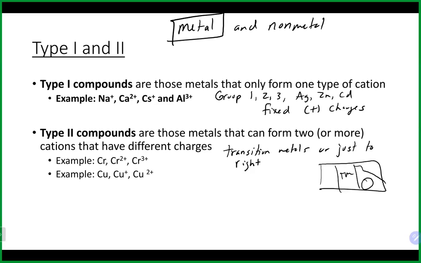So when we go to name these guys, it is different depending on which one you're dealing with, either a type 1 or type 2. So the first thing you want to identify is, is it an ionic compound? And secondly, you want to identify pretty much where the metal is on the periodic table, and that's going to direct you into how you should go about naming these guys. Any questions on that so far?